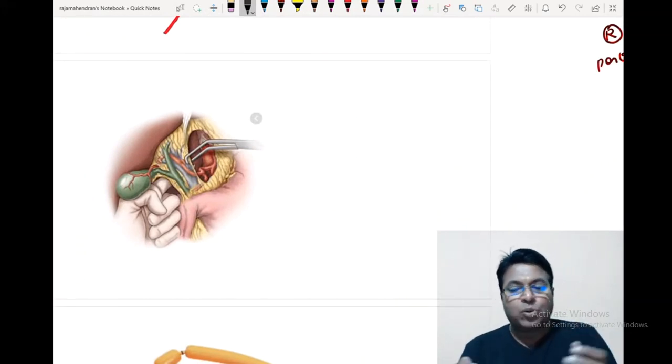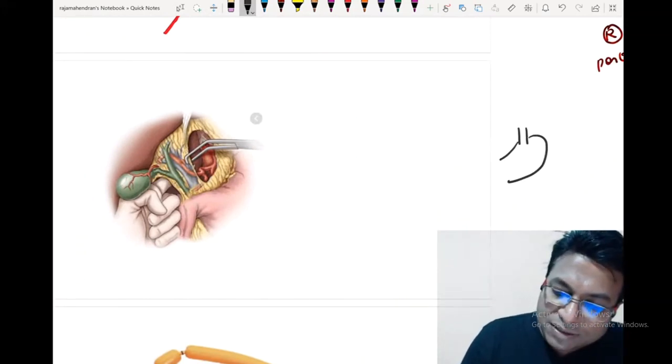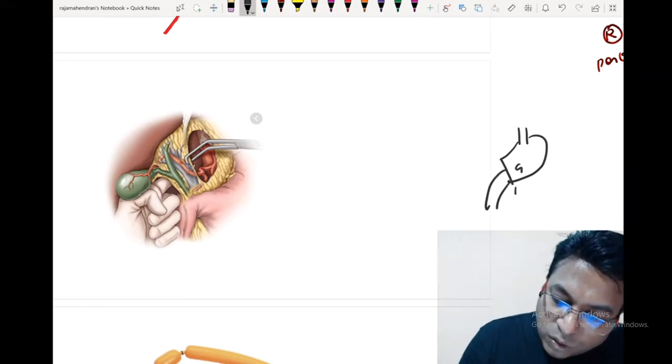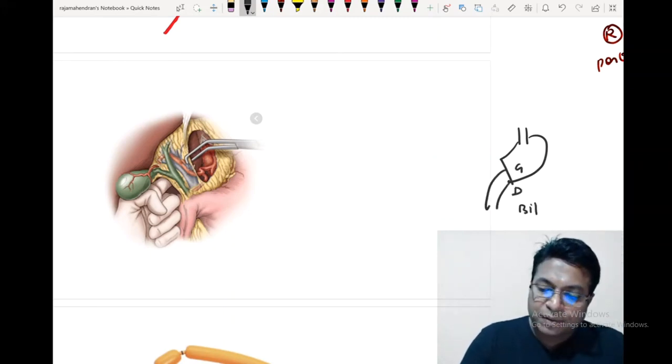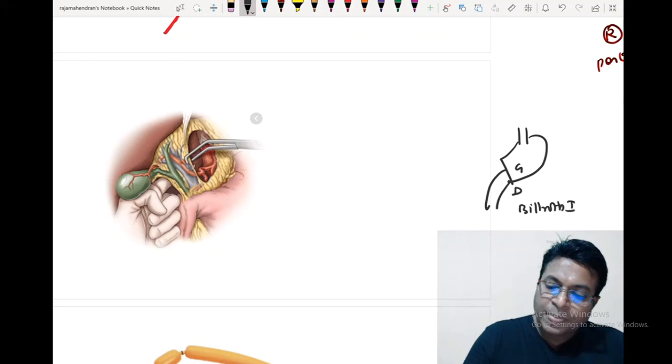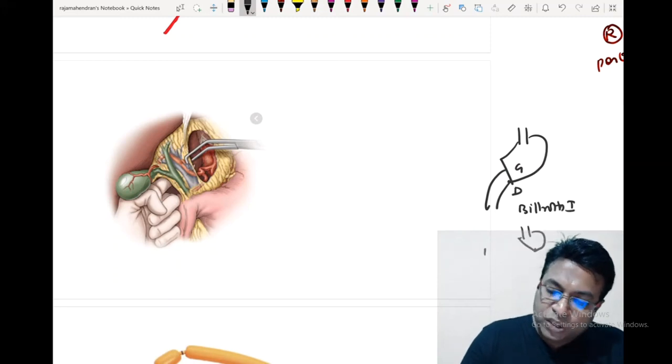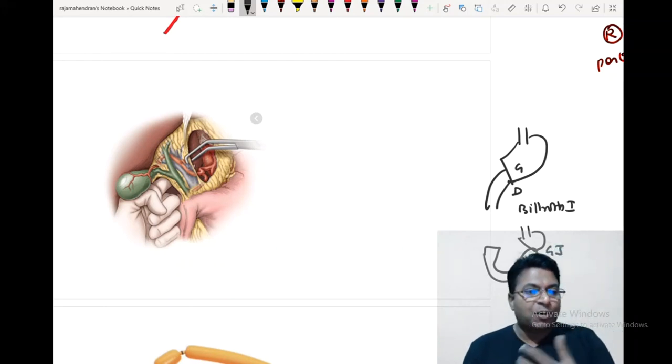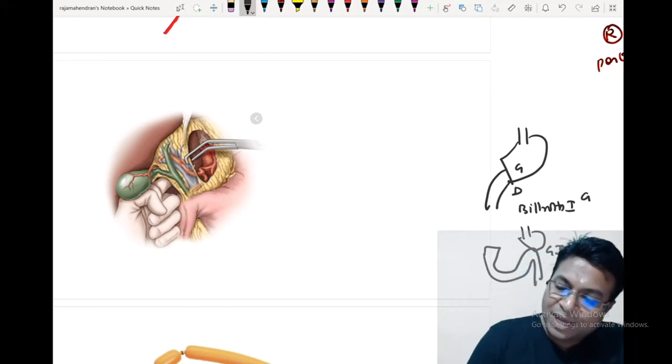Billroth one is gastroduodenal. This is stomach, this is duodenum. Gastroduodenal anastomosis is known as Billroth one. Gastrojejunal like this is known as Billroth 2. You have to keep drawing, then only you will understand them. So Billroth 1 is gastroduodenal, Billroth 2 is gastrojejunal.